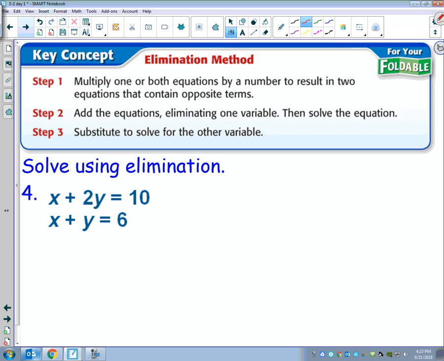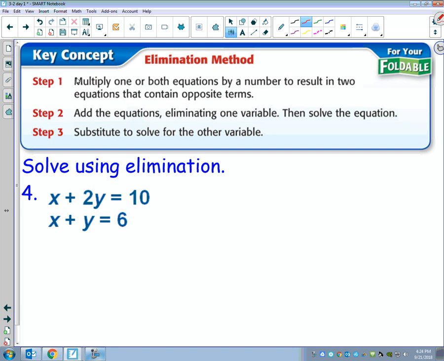Because the other thing I want to talk about, and maybe you remember already, is that the other way to solve a system algebraically is to use something called elimination. And elimination is where you eliminate one variable by either adding or subtracting the equations. And so again, that gives you steps. Step 1, multiply one or both equations by a number to result in two equations that contain opposite terms. And then add the equation, eliminating one variable. Then solve the equation and then plug it back in to find the other one.